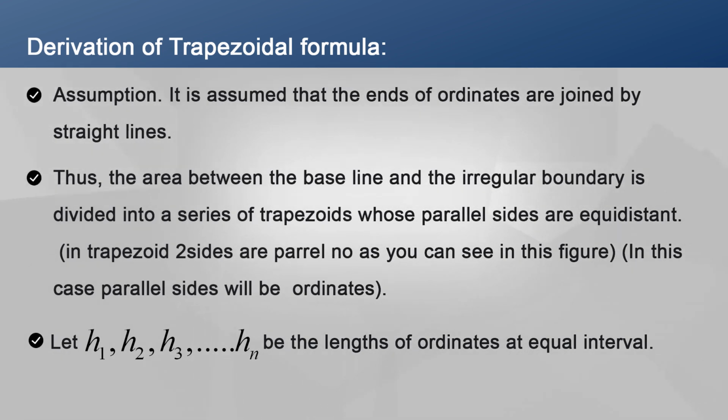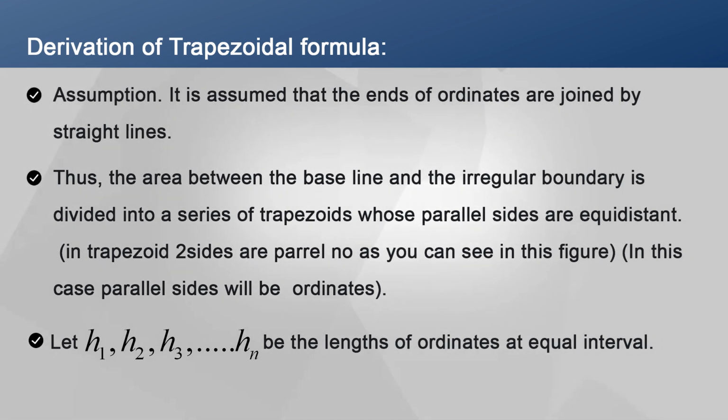What is the assumption of this? The assumption in the trapezoidal formula is that the ends of the ordinates are joined by a straight line. Thus, the area between the baseline and the irregular boundary is divided into a series of trapezoids whose parallel sides are equidistant. What is the parallel side in this case? Offsets are the parallel sides. In a trapezoid, two sides are parallel, as you can see in this figure. In our case, parallel sides are nothing but ordinates or offsets.